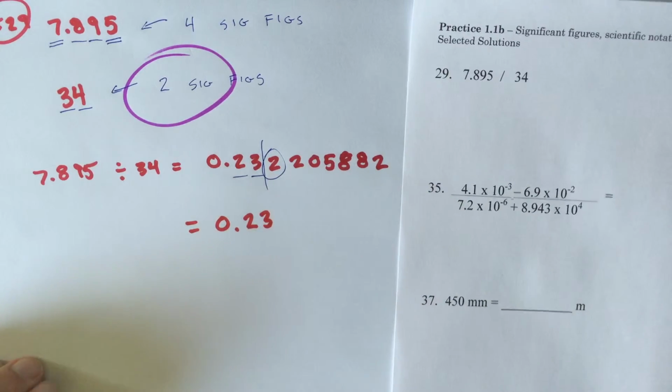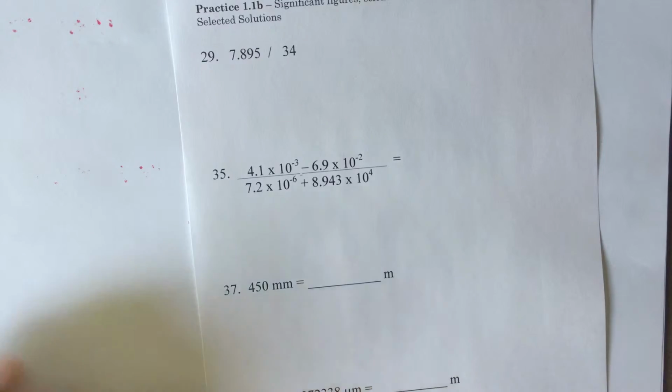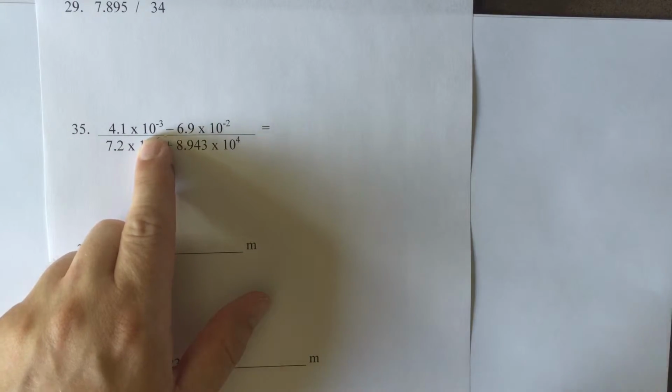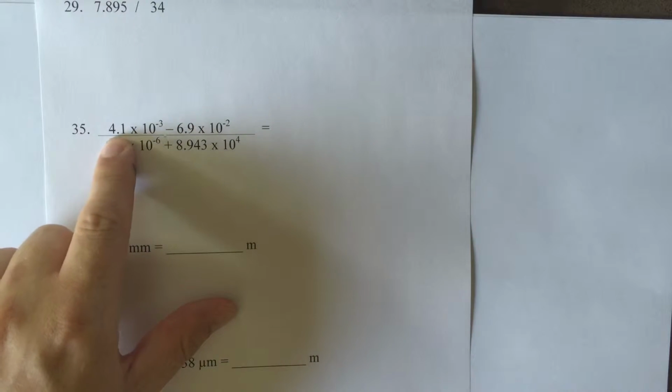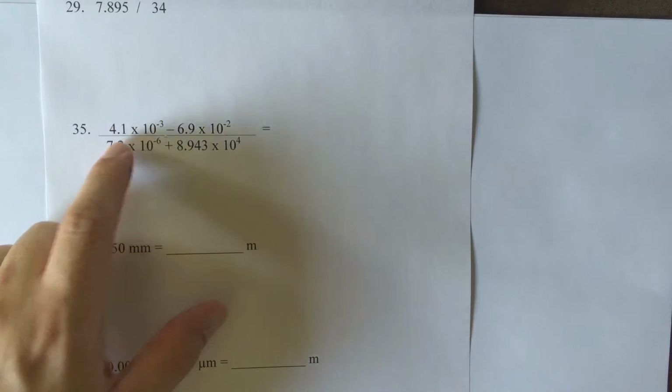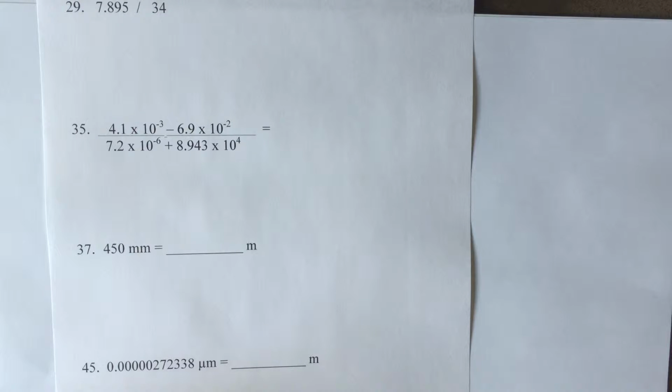Let's take a look at number 35. In number 35, I have 4 numbers, and each of them is represented with scientific notation. 4.1 times 10 to the negative third. Now that 10 to the negative third just means I'm dealing with a very small number. 10 to the negative 3 means I need to move my decimal point 3 spots over to the left. It's like 0.004, whatever.